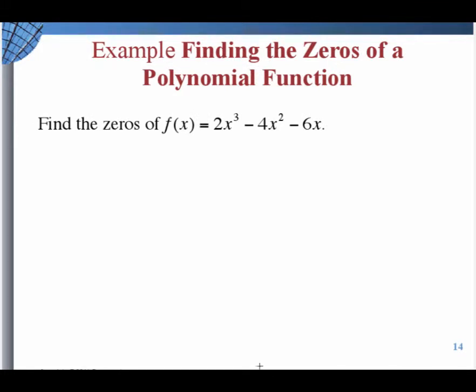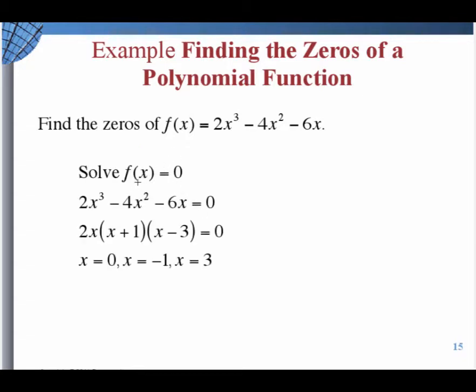Find the zeros of f of x equals 2x cubed minus 4x squared minus 6x. So find zeros, and when we find zeros, unless we're told specifically to use our calculator to do it, we are going to do this what's called analytically. Analytically means algebraically, meaning we're going to do it by hand. And we should be able to do this. So pause the video, find the zeros, and then when you're ready, play the video again.